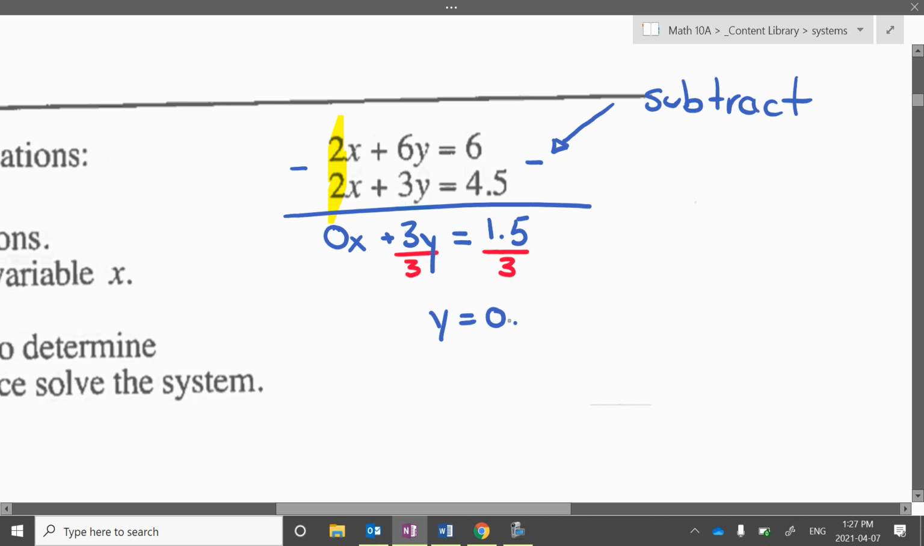So then y is equal to 0.5. It is good also just to think about it. That y is equal to half.